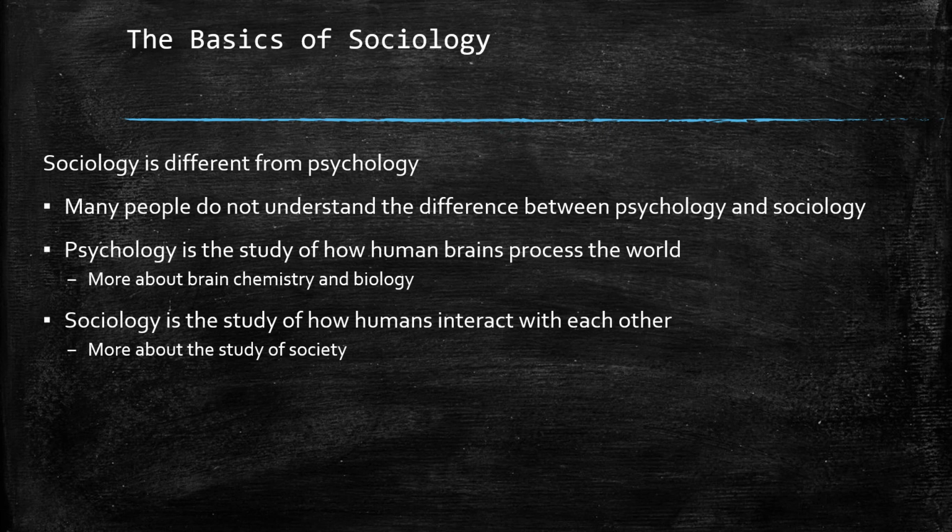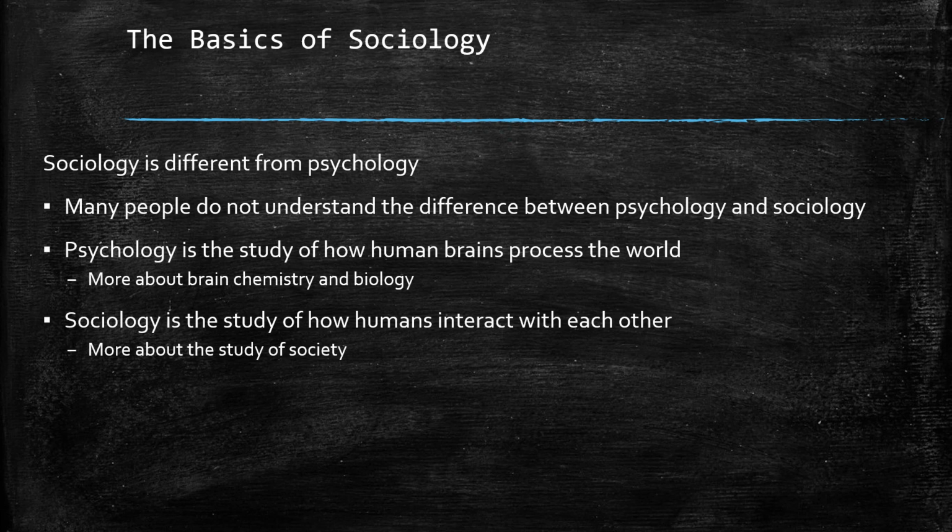Now, sometimes people get a little confused as to the difference between sociology and psychology. Many people don't get that. Psychology is the study of how the human brain processes the world. So it is about this jelly between our ears, and the electrical impulses and chemical reactions that happen in there, and how that creates our personal experience and how we believe ourselves to be, and to an extent how we interact with others.